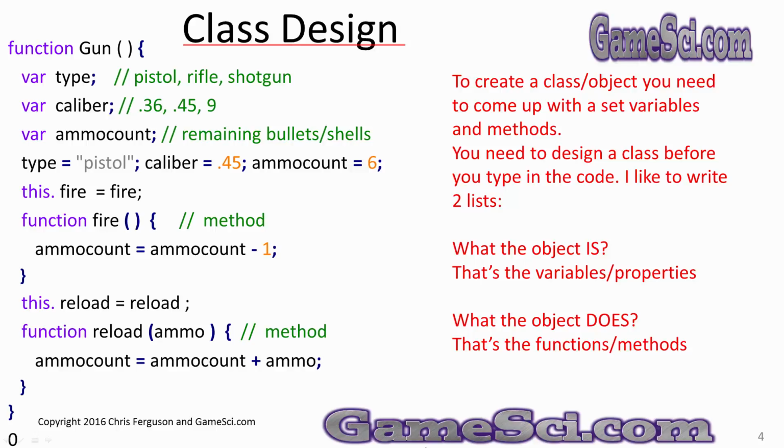When I'm designing a class, I like to write down 2 lists. The first list is what the object is. That's the variables and properties. What piece of information describes this object that I'm going to be building? The second list I like to create is what the object does. That's going to be the functions or methods of the object. If you want your object to jump up and down, you're going to have a jump up and down method. If you want your object to fire a weapon, you're going to have some sort of fire a weapon method. The methods are the actions that the object takes.